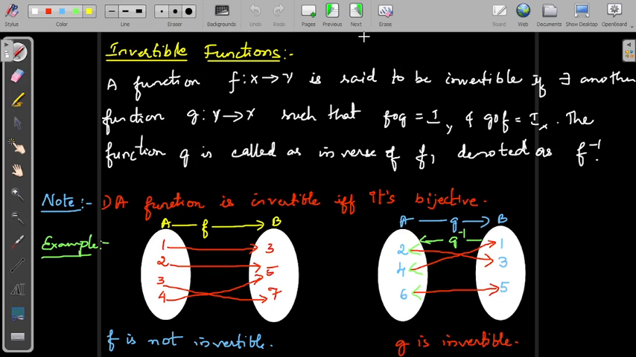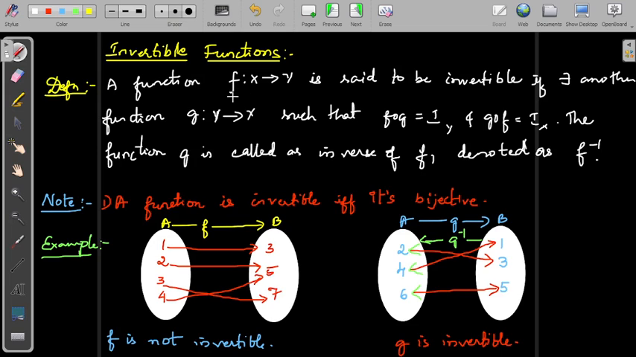So now the possibility is, can we define a function from codomain to domain? That idea gives you invertible functions. It is like having a function from codomain to domain. Is it possible? Let us see the formal definition of an invertible function.